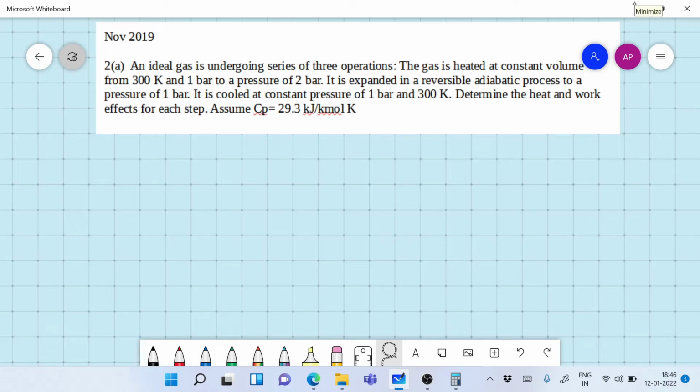Hello friends, and welcome to a lecture on chemical engineering thermodynamics. Today we'll do something interesting. We'll take up a problem which has been asked in Mumbai University Chemical Engineering Thermodynamics 1 paper. The problem is on your screen. It was asked in November 2019 and the problem is 2A.